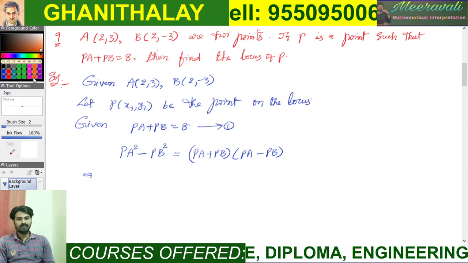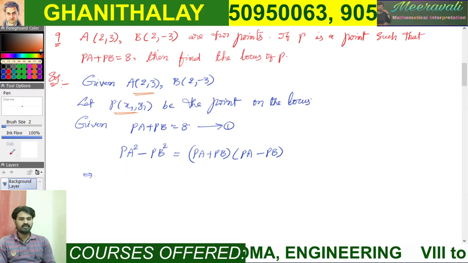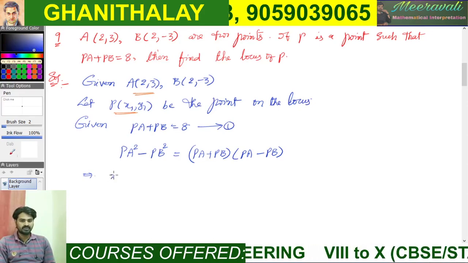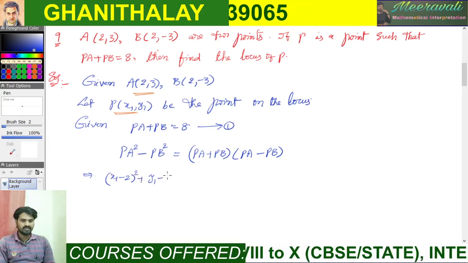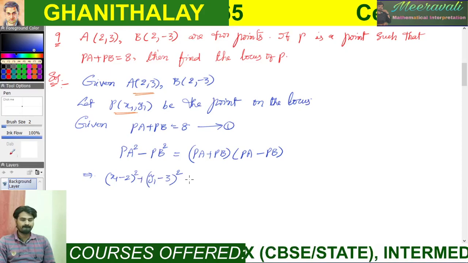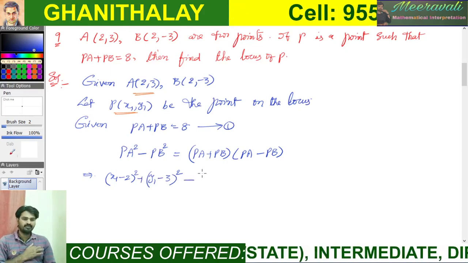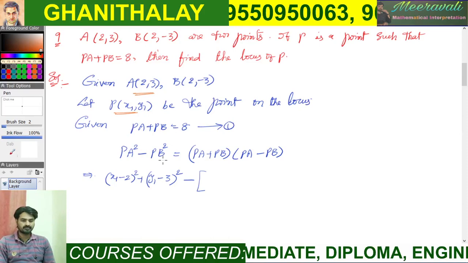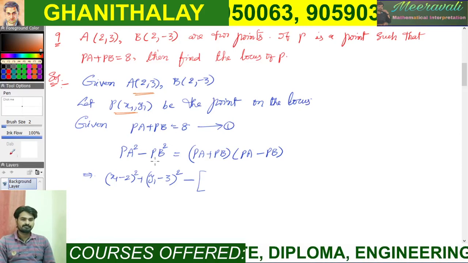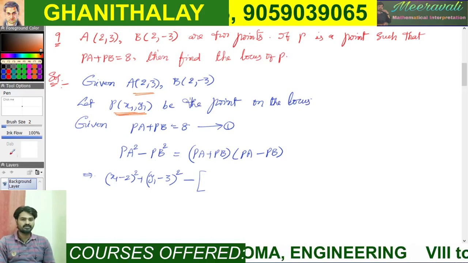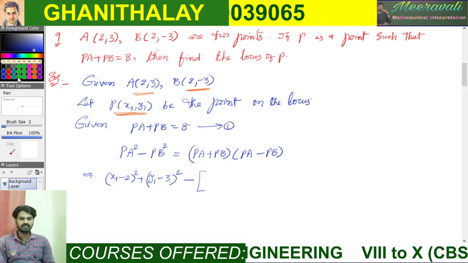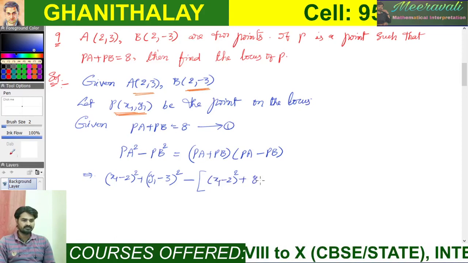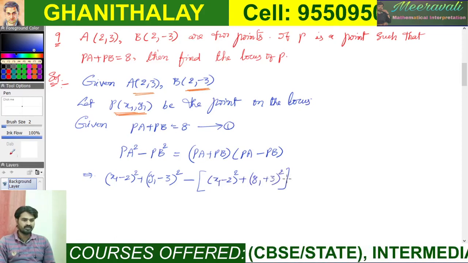So here you need to write PA square. PA means P point, A point you have taken. PA square means the distance between the 2 points formula, that is x1 minus 2 whole square plus y1 minus 3 whole square. Next, minus PB square. PB means P point, B point. P point is this one, B point is this one here: x1 minus 2 whole square plus y1 plus 3 whole square. This will be the left hand side answer.